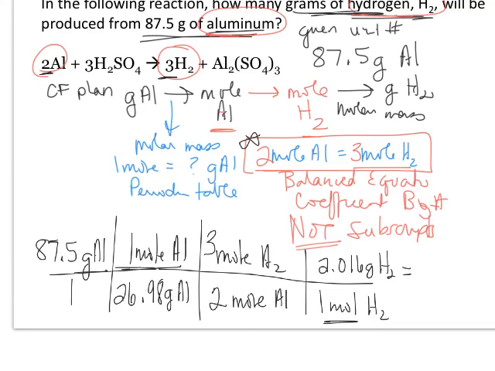If I take 87.5 divided by 26.98 times 3 divided by 2 times 2.016, I get 4.90 grams of hydrogen. And I know I need 3 significant figures because we have 3 significant figures in our given.